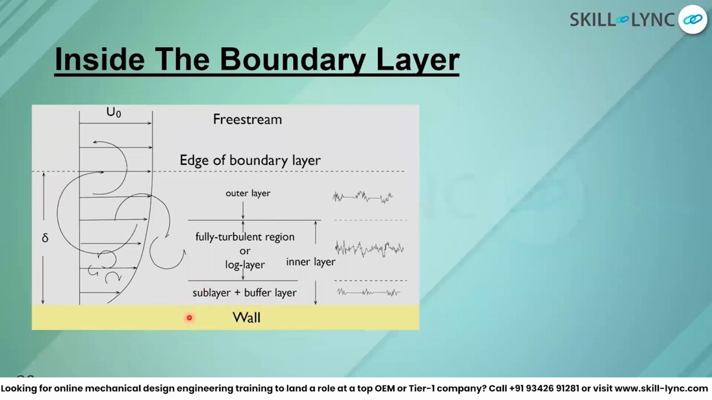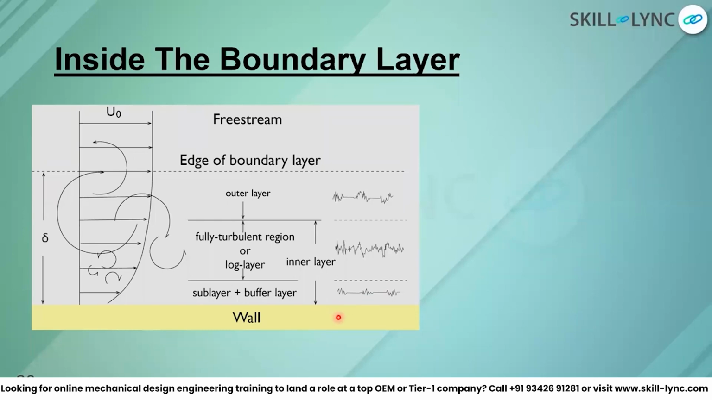Now, the fluid layer which is exactly on the wall, or very near to the wall, will have a laminar flow. That's very highly viscous flow, and the randomness will be very less. It will be very stable because it will stick to the surface. The reason behind that is it will have the maximum effect of the wall.